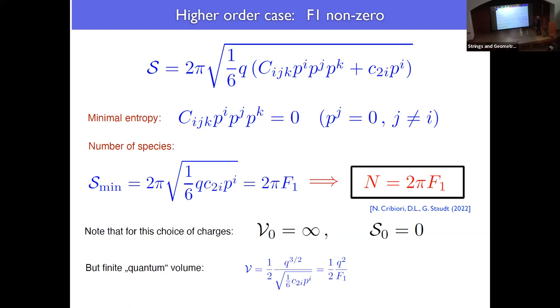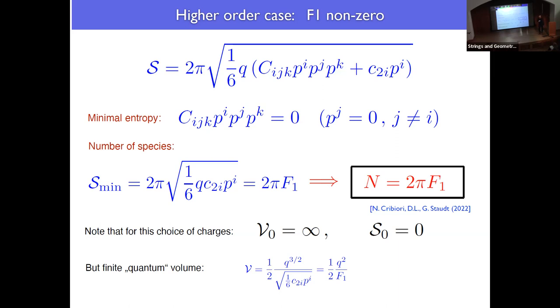And therefore precisely the second term is important, which brings us back from zero entropy to finite entropy and allows us to derive this formula. Again, we could re-express everything in terms of volume by using this formula. And then we would see that it is not anymore the classical volume, but the quantum corrected volume V, given by Q square over F1. And I think this also makes nice sense. Good. So I'm basically at the end.